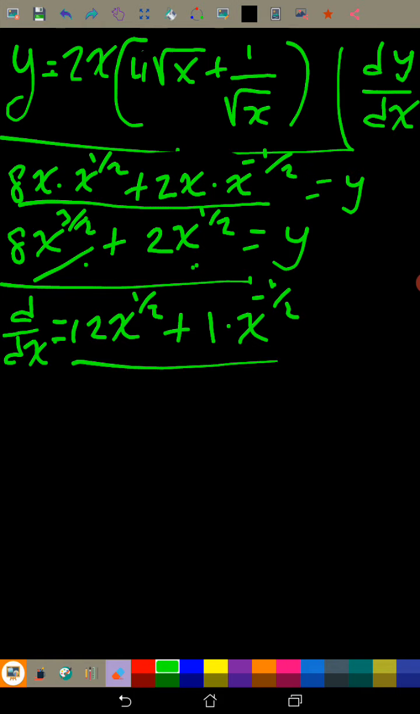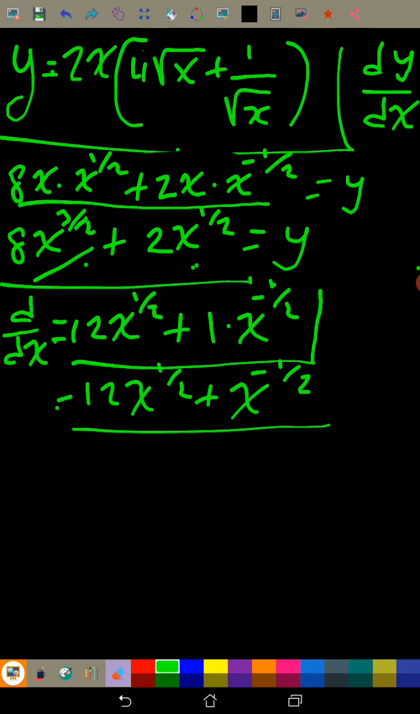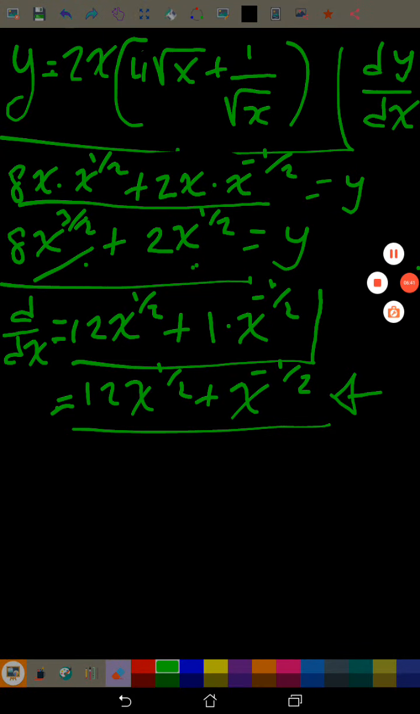So let me check if this answer is correct. Just one second. Yes, the answer is indeed correct, and of course the times 1 just goes away, so we end up with this result. Okay, so that was another exercise to prepare for the differentiation of exponentials.